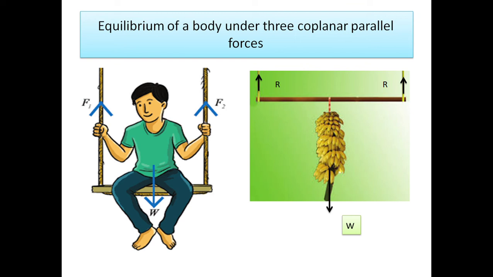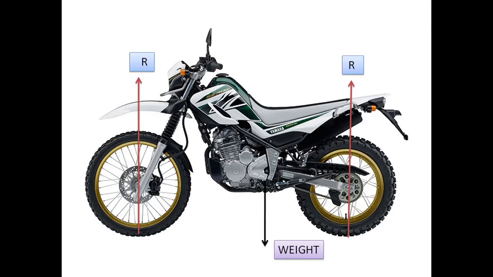Equilibrium of a body under three coplanar, same plane, parallel forces. Some more examples. Now look at this bike. Here also you can see three parallel forces. Reaction from the earth. There are two upward forces and the weight acts towards the earth. So there are three parallel forces in this instance also.